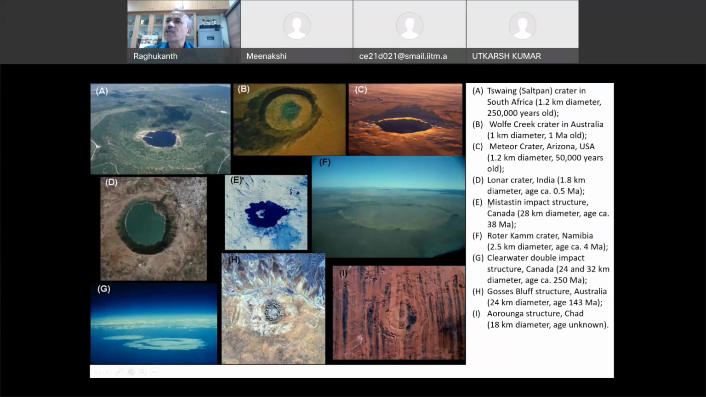Then there is another impact structure in Canada which has been identified as an impact crater, and one crater in Namibia, which is in Africa itself. Then you have two craters, a double impact structure in Canada; one is 24 kilometers and the other is 32 kilometers in diameter. Then we have the Goyder's Bluff structure in Australia. This also is a very important crater, with an age of 143 million years. And then there is one more important crater, 18 kilometers in diameter. Not many studies have been done for this crater itself.